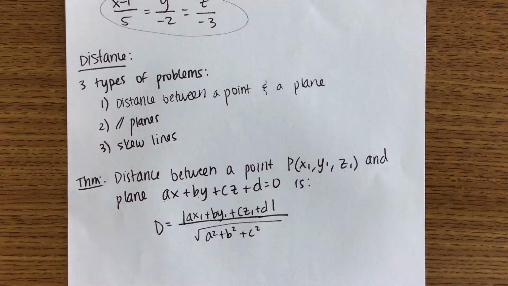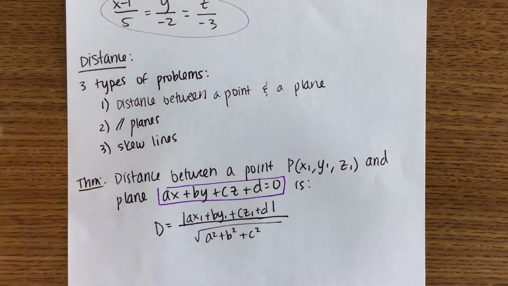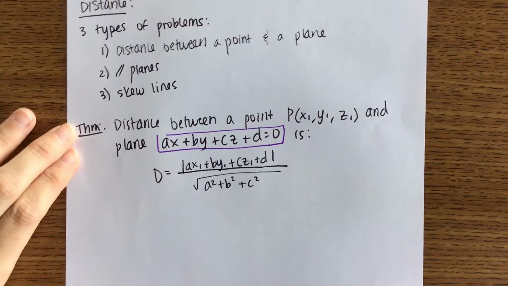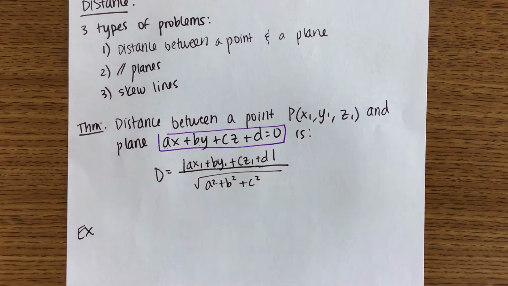One thing I want to point out about this formula, though, is that your plane has to be in this form. Has to be equal to 0. Cannot be equal to d. So if you set it equal to d, you're going to get the wrong answer. So make sure always equal to 0. So we have 2 examples with this, and then we are done with notes for today. Okay, next example.